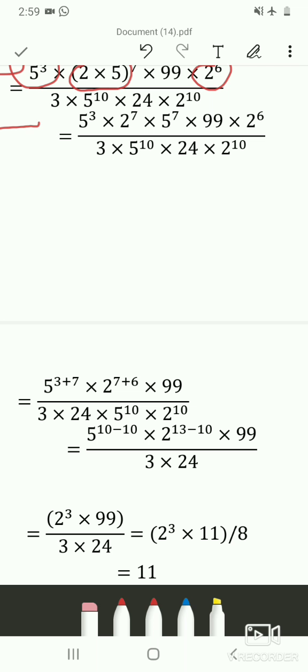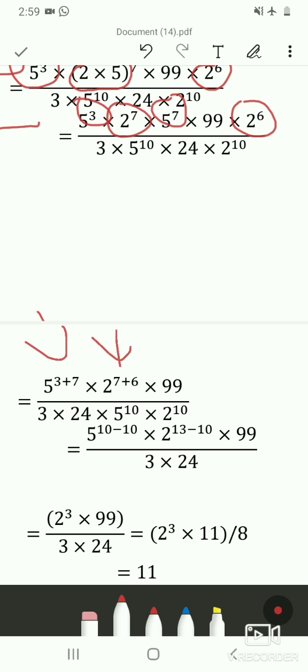So by using the first law, that is a raised to m into a raised to n can be written as a raised to m plus n. Here you can see the base is same, 5 into 5, and here the base is 2. So you can write it as 5 raised to 3 plus 7 into 2 raised to 7 plus 6 into 99 upon the denominator as it is. So in this step again we have used the same law. So here 5 raised to 3 plus 7 is nothing but 5 raised to 10.